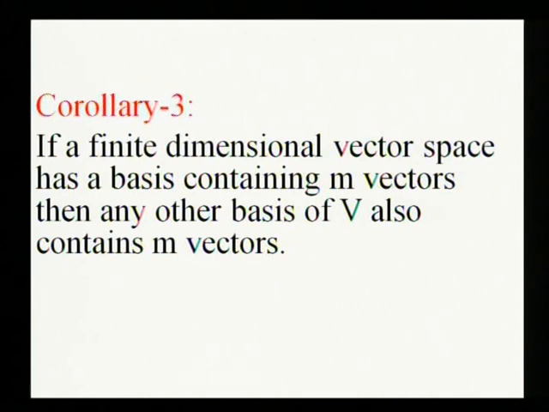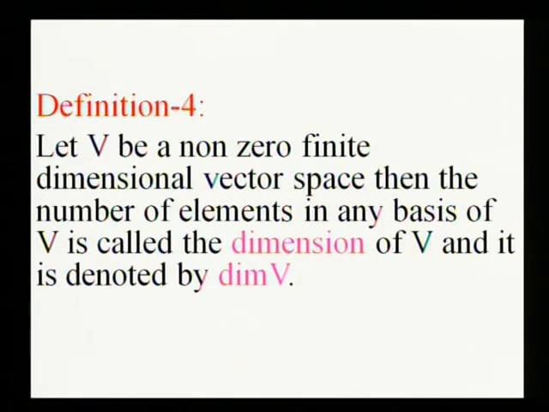Next now. So, just now what we proved is that if a finite dimensional vector space has a basis containing m vectors, then any other basis of V also contains m vectors. This says that the number of elements in a basis of a finite dimensional vector space is independent of the basis, and this leads us to the definition of dimension of a vector space.